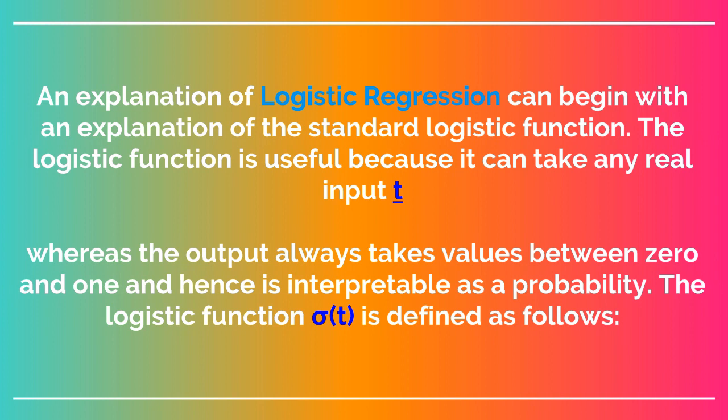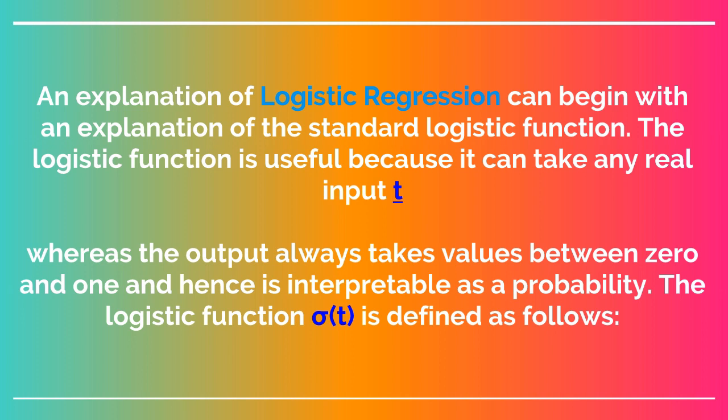An explanation of logistic regression can begin with an explanation of the standard logistic function. The logistic function is useful because it can take any real input t, whereas the output always takes a value between 0 and 1, and hence it's interpretable as a probability.